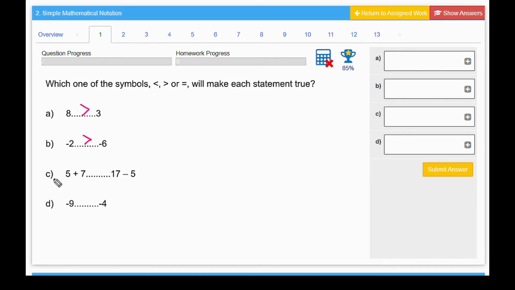Now with question C, what I'm going to do is I'm going to work these out. So 5 plus 7 is 12, and 17 minus 5 is also 12. So that there is going to be equals. And then here, what's -9 and -4? Well, -9 is smaller, so I'm just going to simply enter those in.